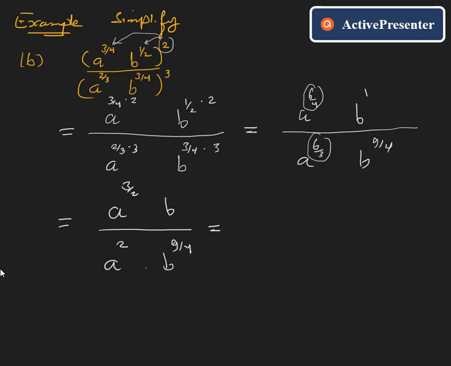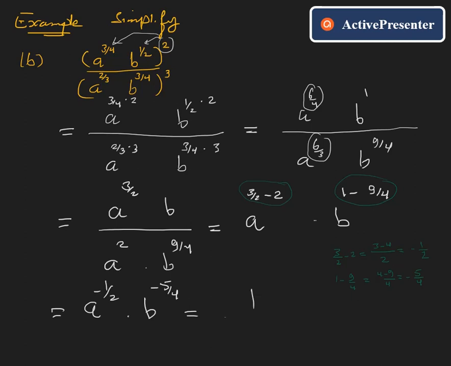So this is eventually equal to a to the power 3 over 2 minus 2 multiplied in b to the power 1 minus 9 over 4. And if you complete doing the job for the fractions, this is equal to a to the power minus half multiplied in b to the power minus 5 over 4. This is equal to 1 over a to the power half multiplied in b to the power 5 over 4, and we are done.